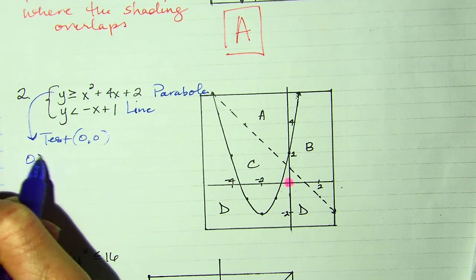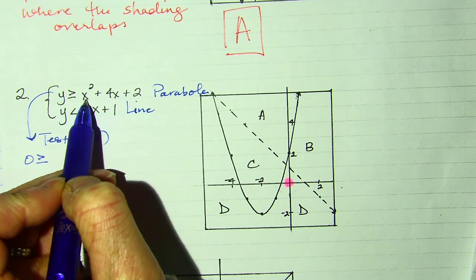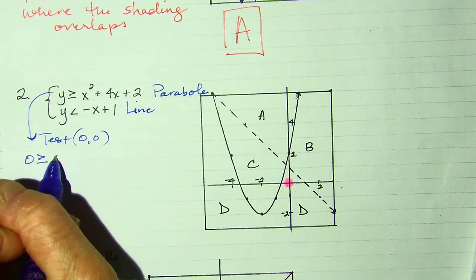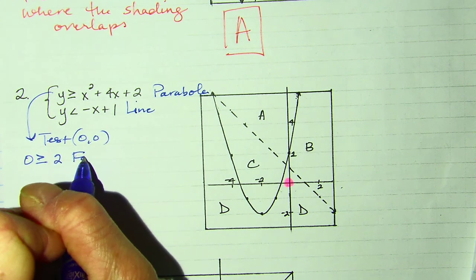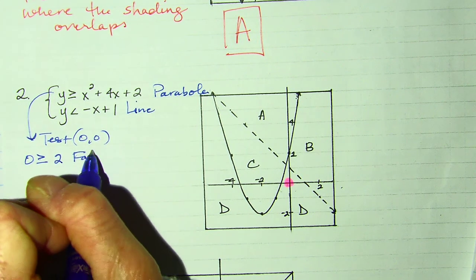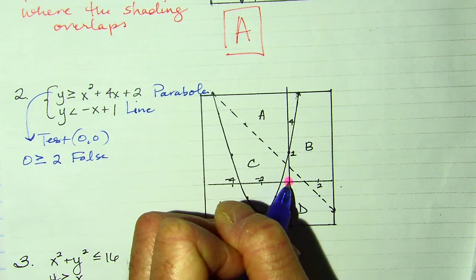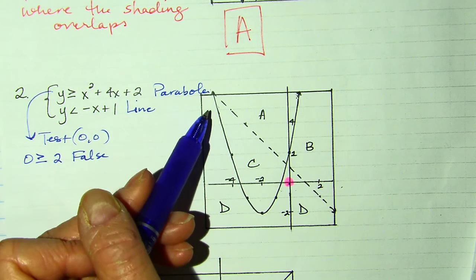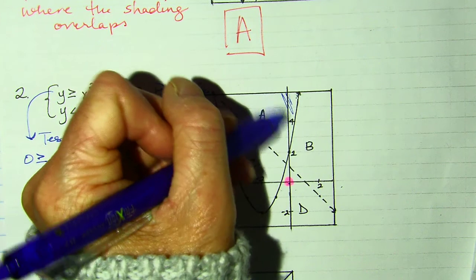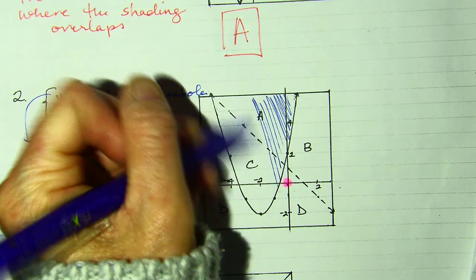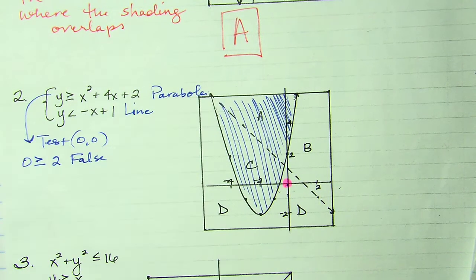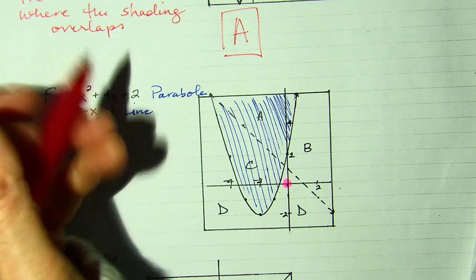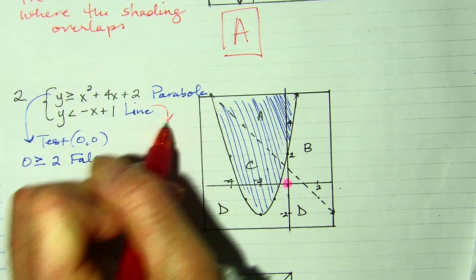So is 0 greater than or equal to 0 squared is 0 plus 4 times 0 is 0? Is 0 greater than 2? That's false. So 0, 0 doesn't work. So I'm not going to shade where 0 is, which would be underneath the parabola. I'm going to shade on the inside. So if it's true, you shade where that point is. If it's false, you shade elsewhere.